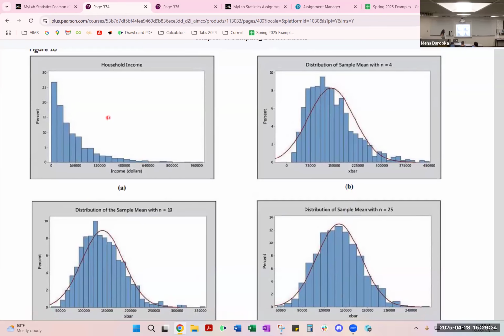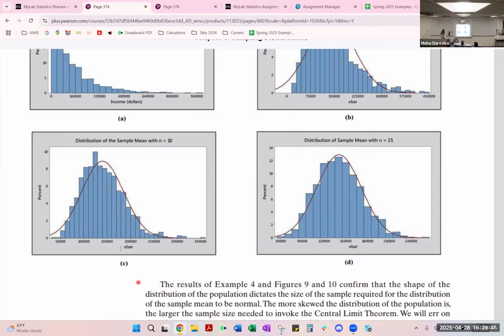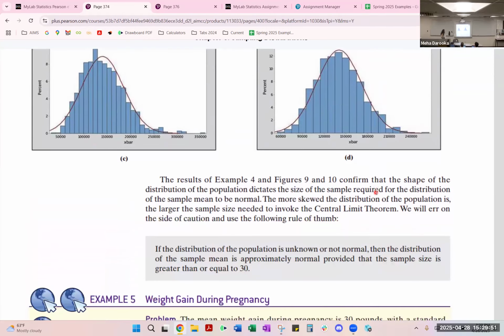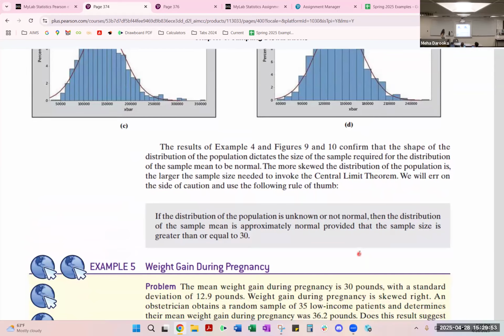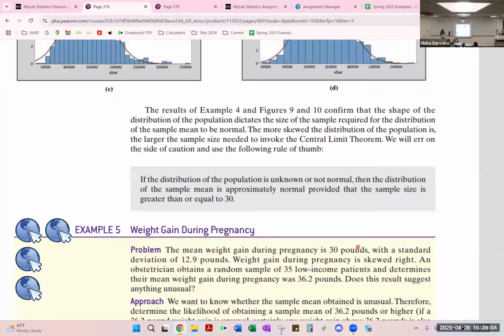So you can see this is from the population itself, and this one is talking about household income. This is when you did a sample size of 4. We can still see it's keeping that skewness to the right. When you did a sample size of 10, it's getting better, but there's still the skewness to the right. And when we get to a sample size of 25, we're starting to see the bell-shaped curve happening. So yeah, this is what I was looking for.